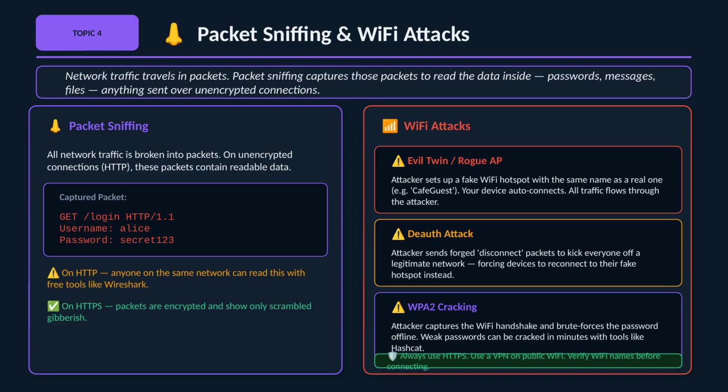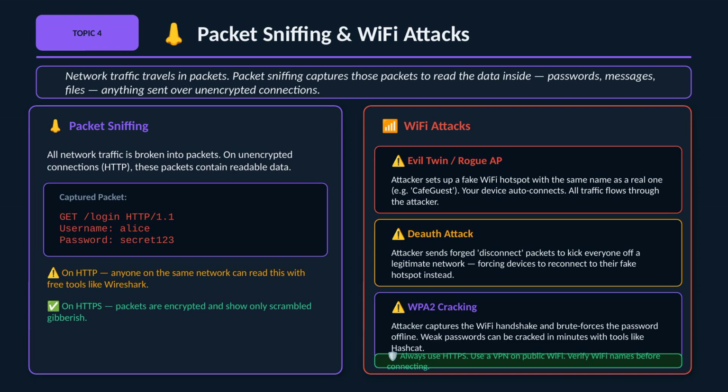It looks exactly like this: GET /login, username: Alice, password: secret123, all visible in clear text. On HTTPS, the same packet would contain nothing but scrambled, unreadable gibberish because it is encrypted. This is exactly why the S in HTTPS is so important.